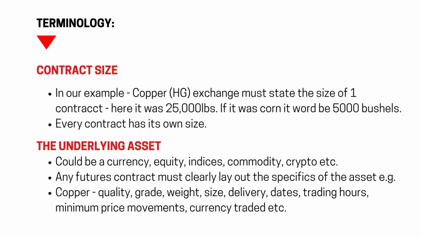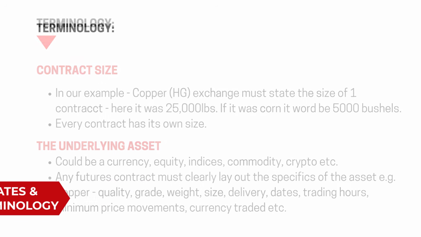The underlying asset, what does that mean? Well, we've worked out that futures are a derivative product, so it's the underlying asset. It could be copper, it could be oil, it could be a stock market, but the information that's key to the contract, the quality, grade, weight, size, delivery dates, trading hours, all those sorts of things are all included in the contract.